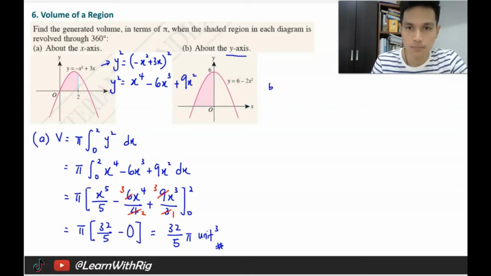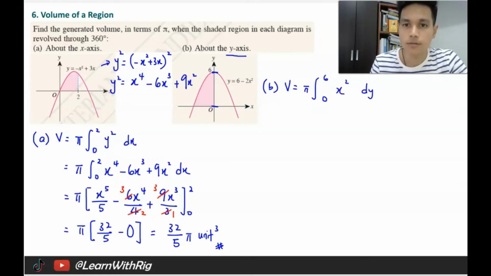So for question B, you are going to use the formula V equals pi integral from A to B. Let me write the formula down first. So A to B is where? It's from here, on the y-axis, to 6. So that means 0 to 6. And then it's around the y-axis, so it's going to be dy, and here should be x squared. So pi integrate 0 to 6.